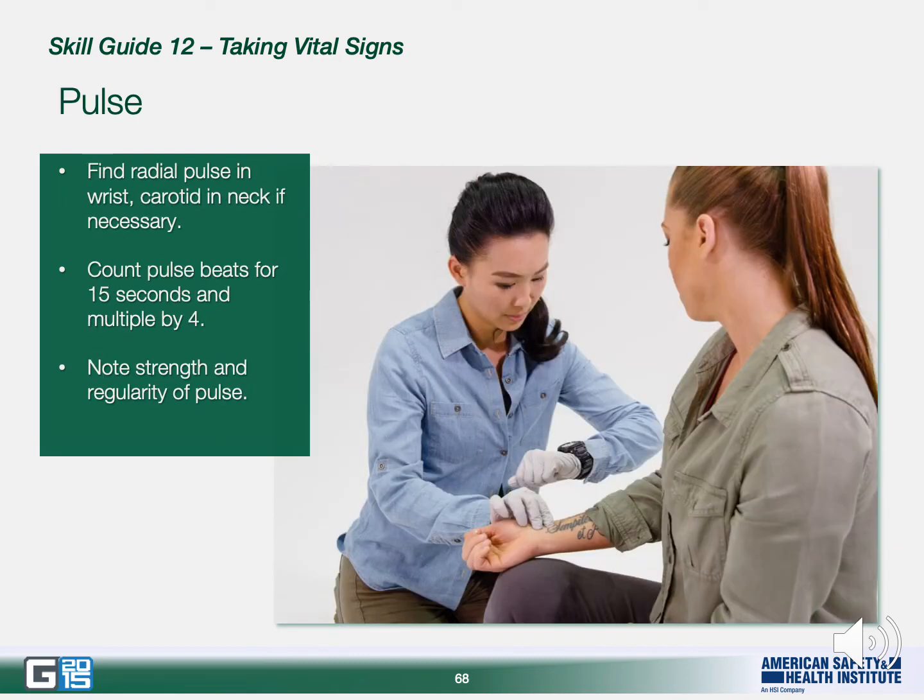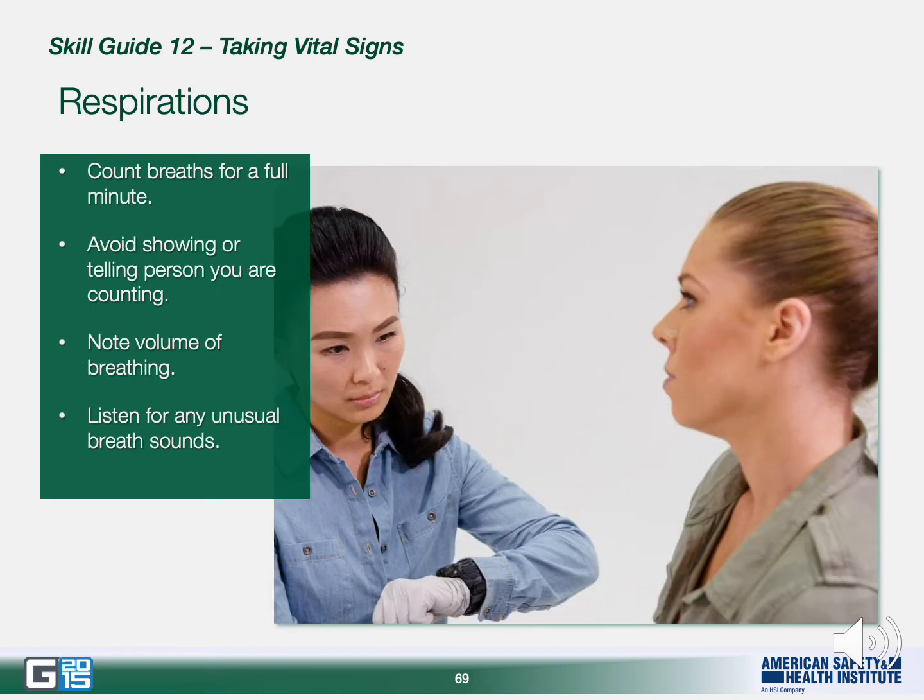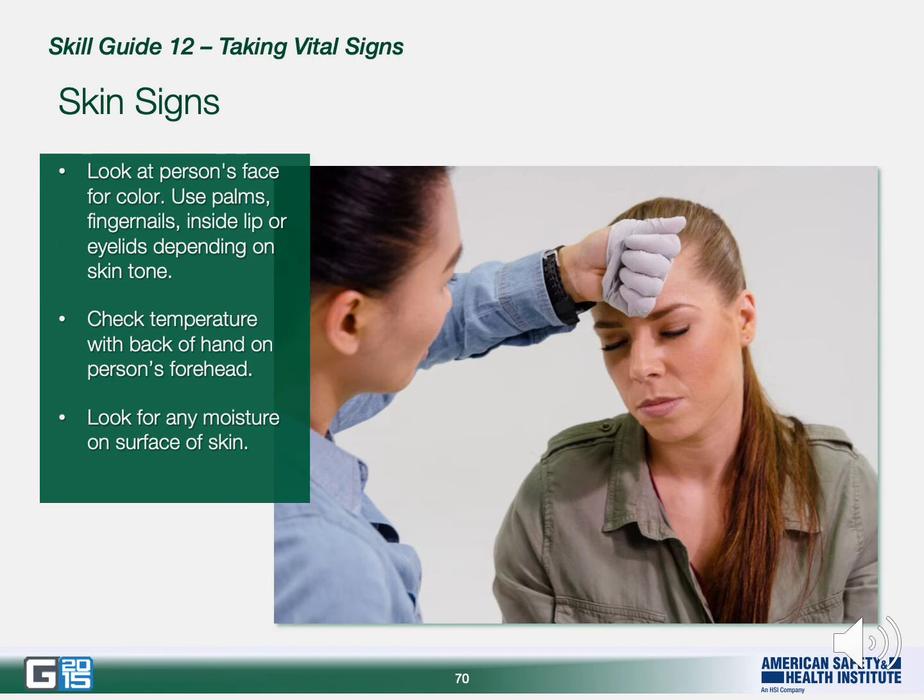You're going to check the pulse. Count the pulse beats for 15 seconds, multiply by 4. Note the strength and regularity. Check the respirations. Count the breaths for a full minute. Avoid showing the person what you're doing. Note the victim's breathing. Listen for any unusual breathing sounds. All right. So then we're checking for temperature and we're checking for moisture.